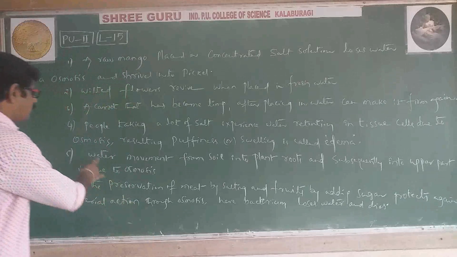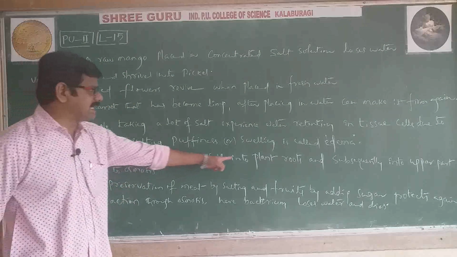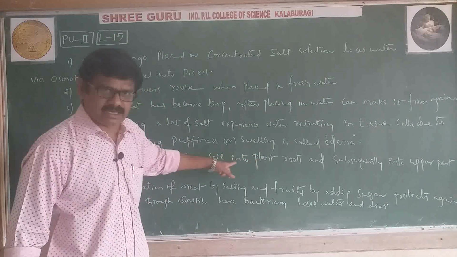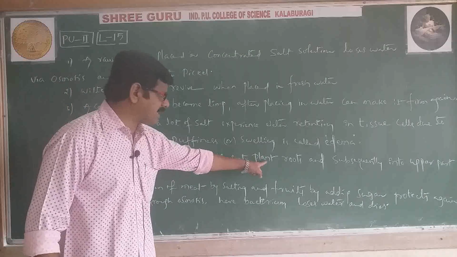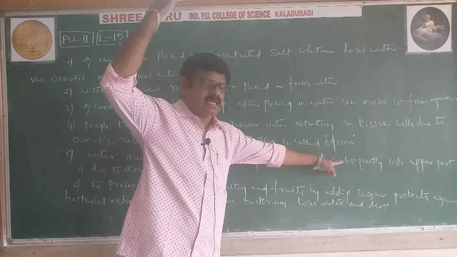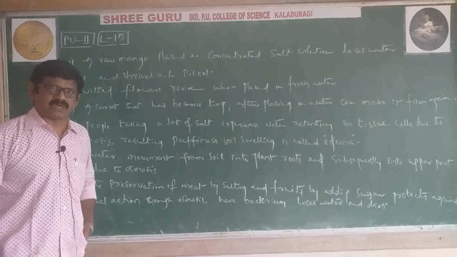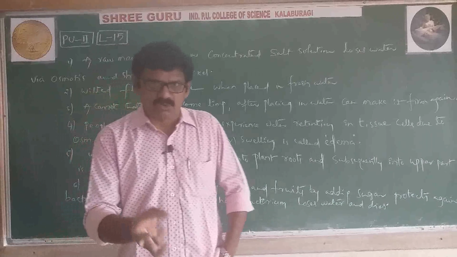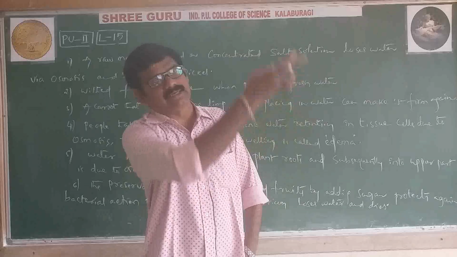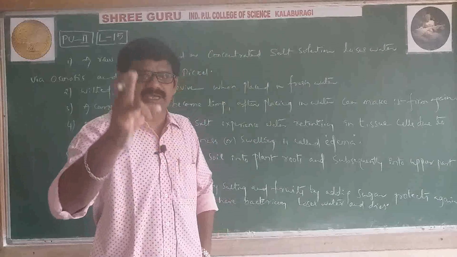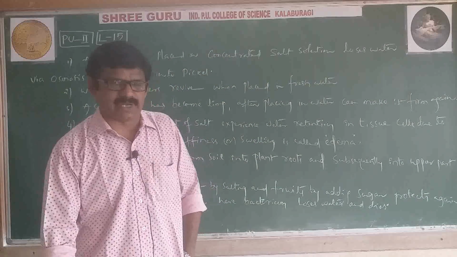That disease is called edema. And next, water movement from soil into plant: water moving from soil into the plant root and subsequently to the upper part of that plant is due to osmosis only. Water starts moving from the root to the entire plant because of the osmosis phenomenon only.